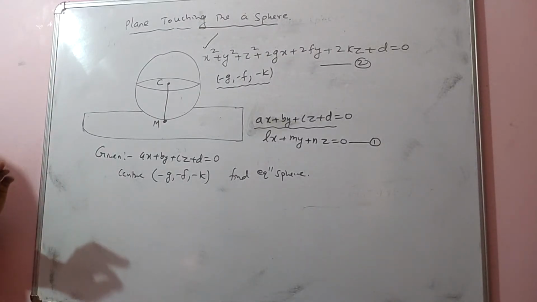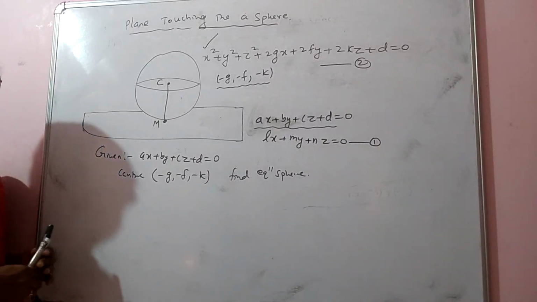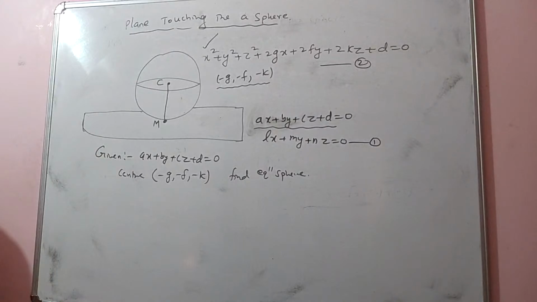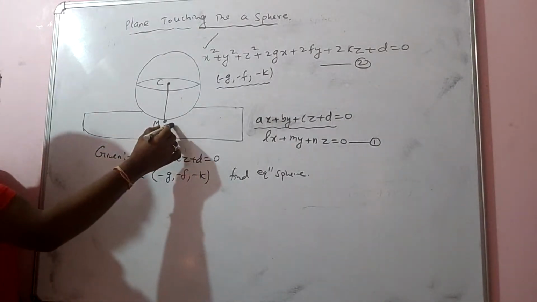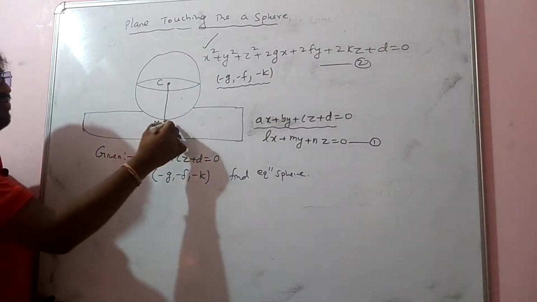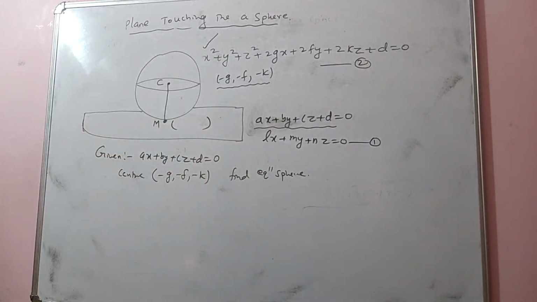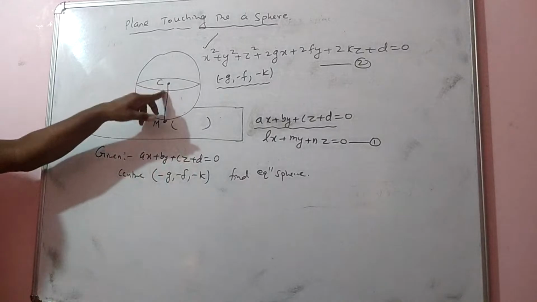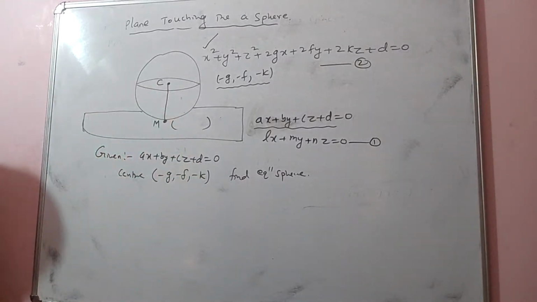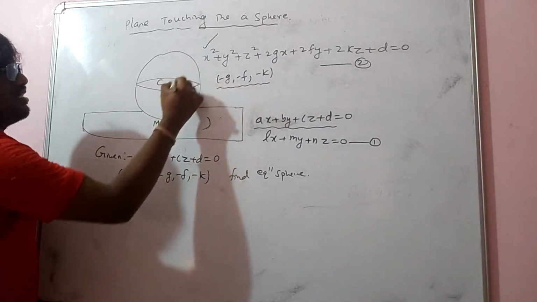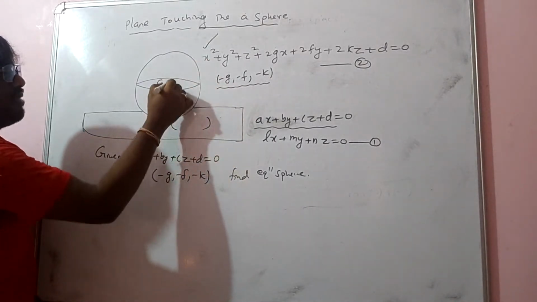For this, we will find this point, the foot of the perpendicular. Not only that, you can find the distance of this also. When the plane is touching the sphere, this distance, the distance from the center to the foot of the perpendicular, will be equal to the radius of the sphere.